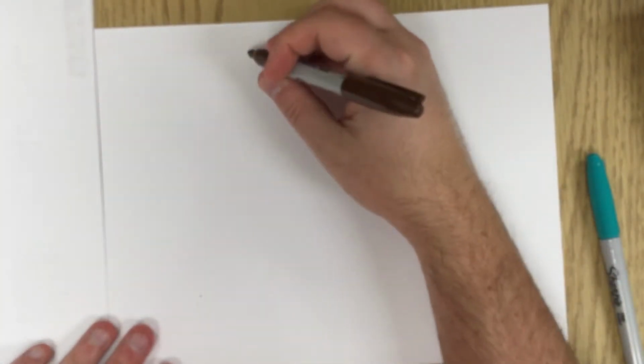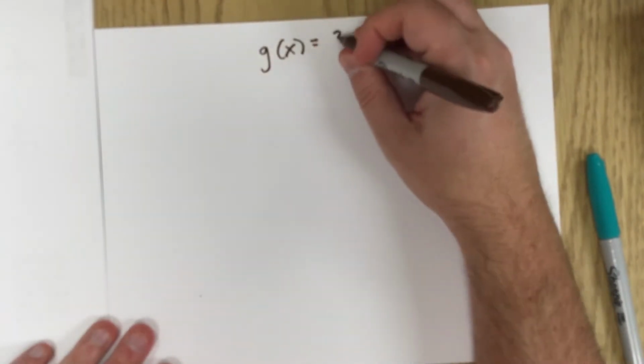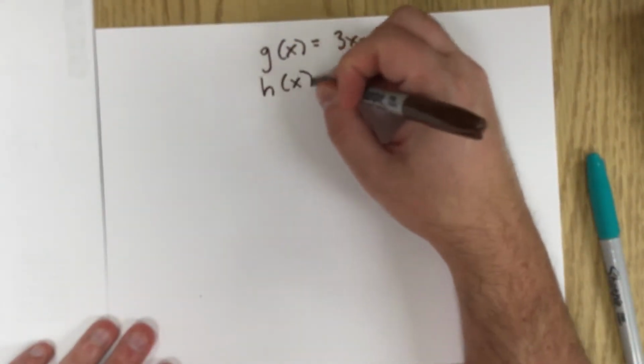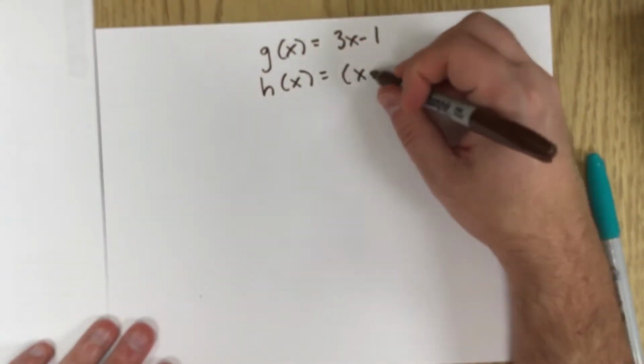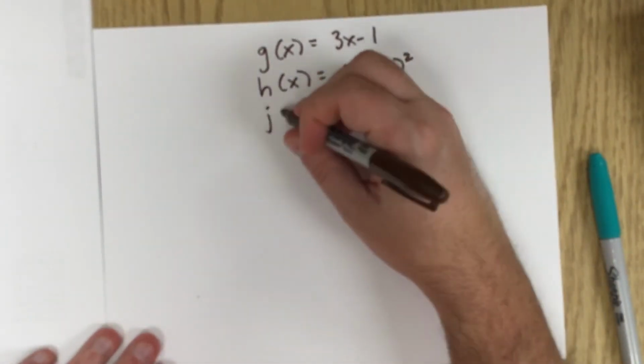Okay, let's do some trickier function notation examples. I'm going to define more than one now. So I'm going to say that g of x is 3x minus 1, and h of x. And again, if I didn't define these things, let's get to the end and I'll explain what I mean.